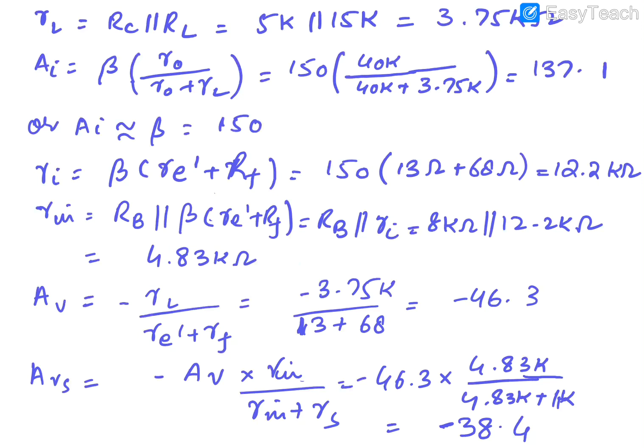Next is voltage gain, the open loop voltage gain without any source. It is equal to minus RL over RE dash plus RF, which is minus 46.3. The overall voltage gain is equal to the open loop voltage gain multiplied by Rn divided by Rn plus Rs, which is equal to minus 38.4.